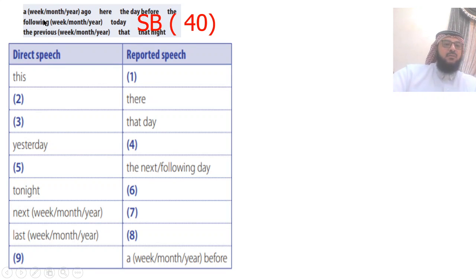Okay. Now, a week, month, a year ago, here, the day before, the following week, month, year, today, the previous week, month, year, that. We need to put the words here in this table. In direct speech we said this; what do you use here? That. There: what was it in direct speech? Here. Well done. That day.